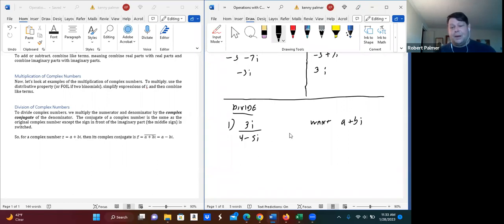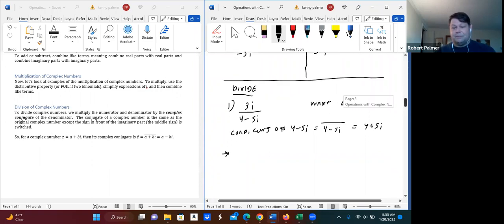Okay. Now, the complex conjugate of 4 minus 5i, if you see the notation, it'll look like this. 4 minus 5i is going to be just 4 plus 5i, as we saw above. We're switching the sign in front of the imaginary part. Now what we're going to do is multiply the top and bottom by this.